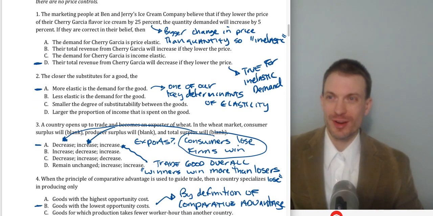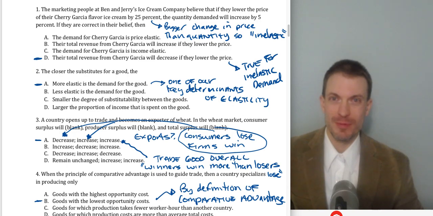Okay, so the marketing individuals at Ben & Jerry's Ice Cream Company believe if they lower the price of their Cherry Garcia flavor ice cream by 25%, the quantity demanded will increase by 5%. If they are correct in their belief, then which is true?